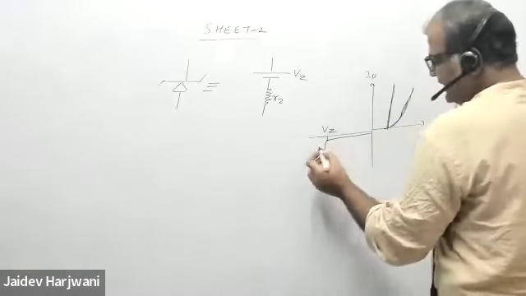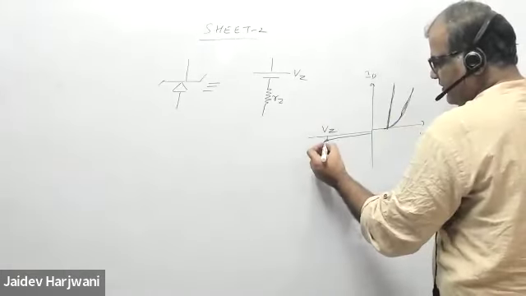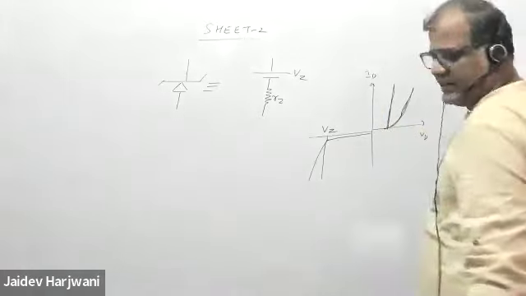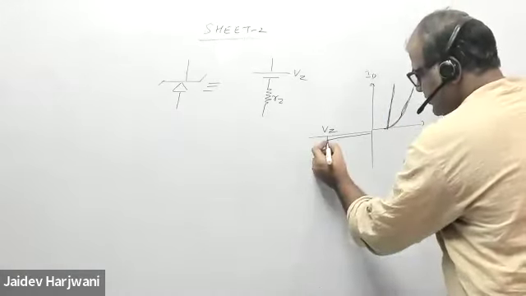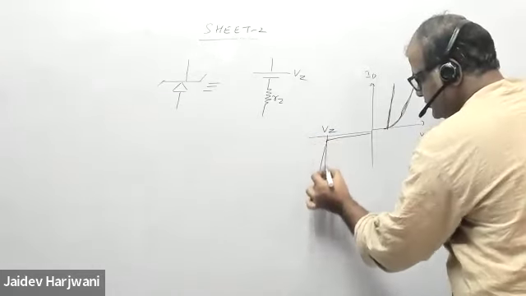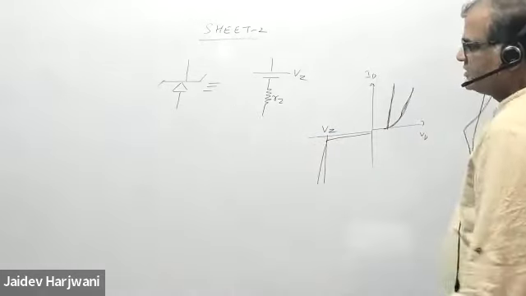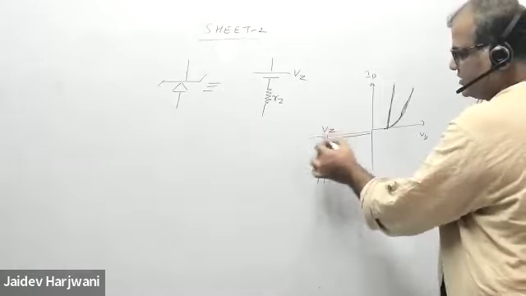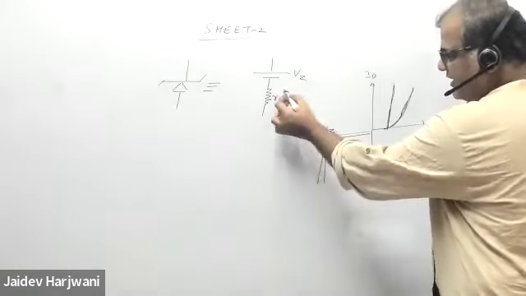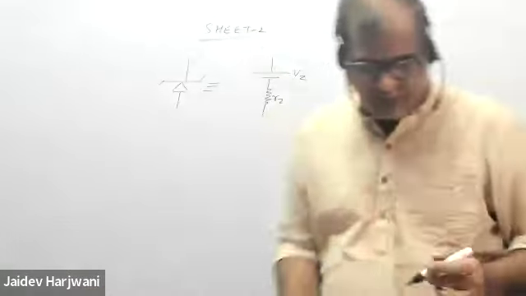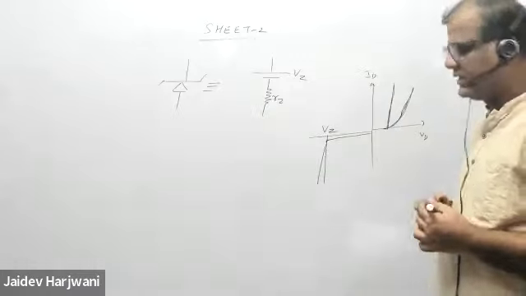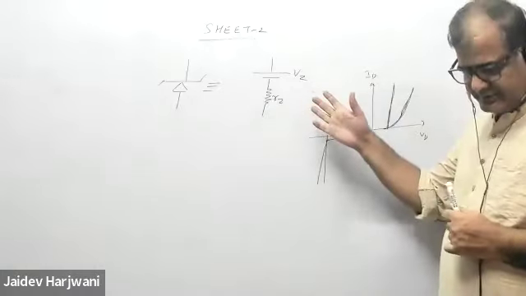Then in that case, what will happen? This slope will be slightly tilted. So your Zener breakdown voltage is also not fixed. It is varying a little bit due to the resistance. So these concepts we have to implement in this question. Are you getting what I'm saying here?